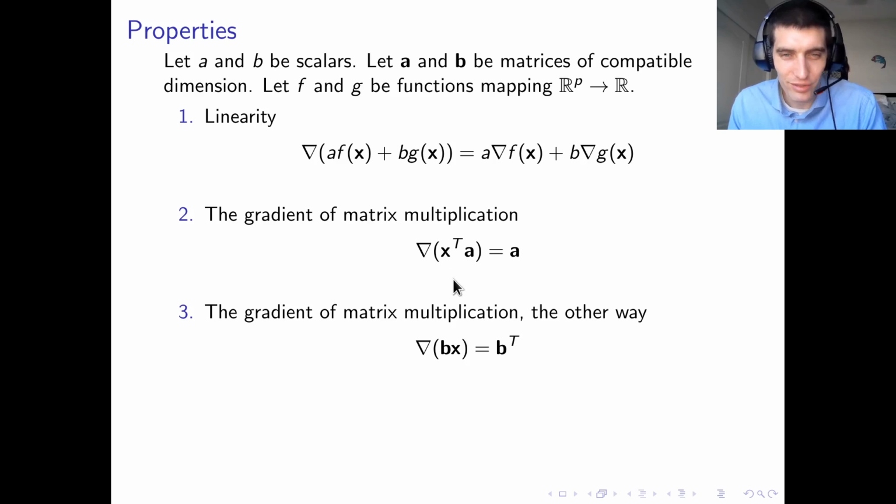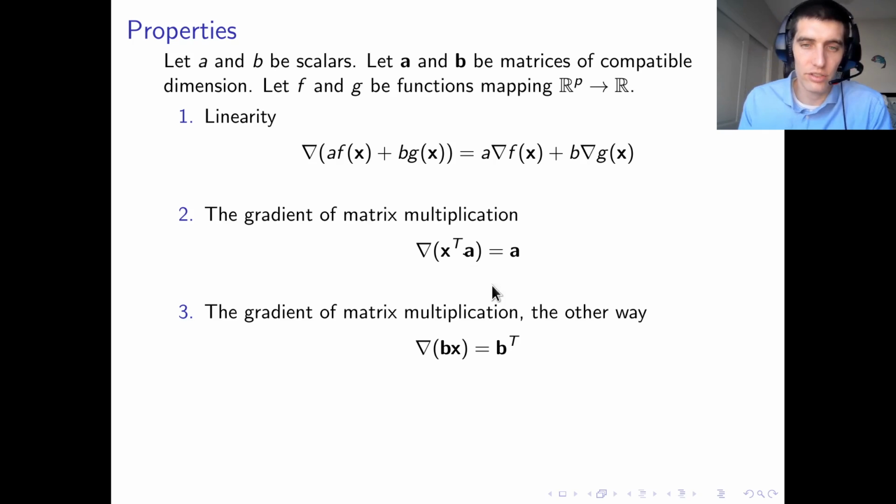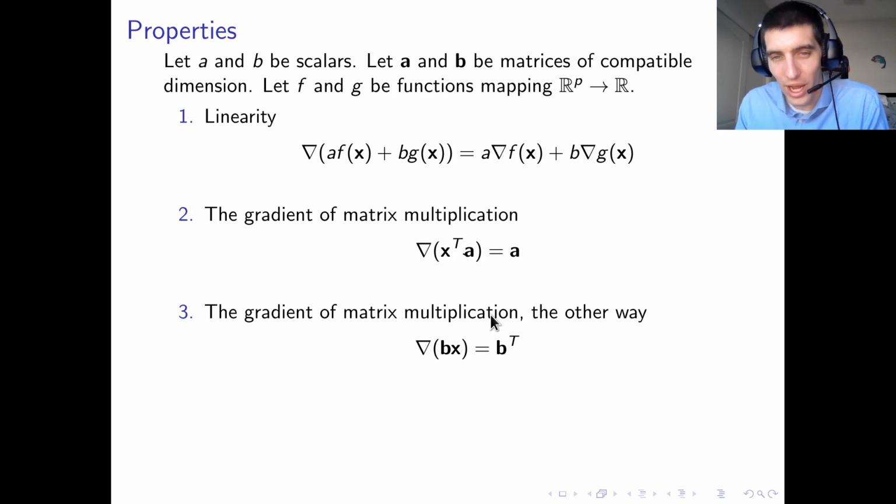Except there's a twist, right? And the twist is that matrix multiplication is not commutative. What that means is that x transpose A is not equal to A x in general, nor to A transpose x. And so we have to actually keep track of matrix multiplication the other way.